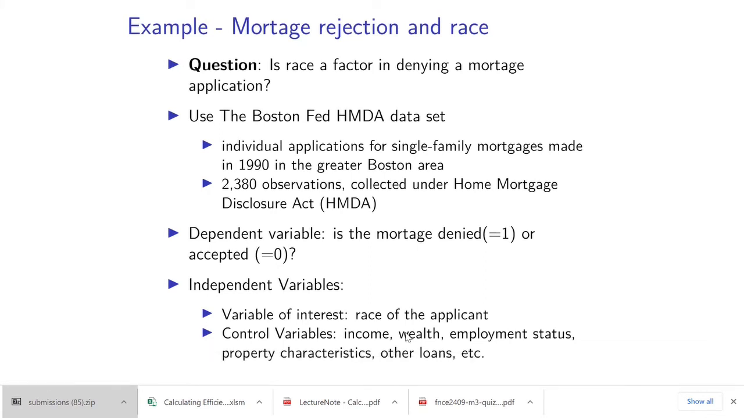Our variable of interest in this case is the race of the applicant. The control variables we can use are income, wealth, employment status, property characteristics, etc. Notice that these control variables are used to assess the financial capacity of the mortgage applicants, so they are highly correlated with our Y variable. At the same time, they are correlated with our variable of interest, which is the race of the applicant. For simplicity's sake, I'm only going to use one control variable, the payment to income ratio, in the following exercise.